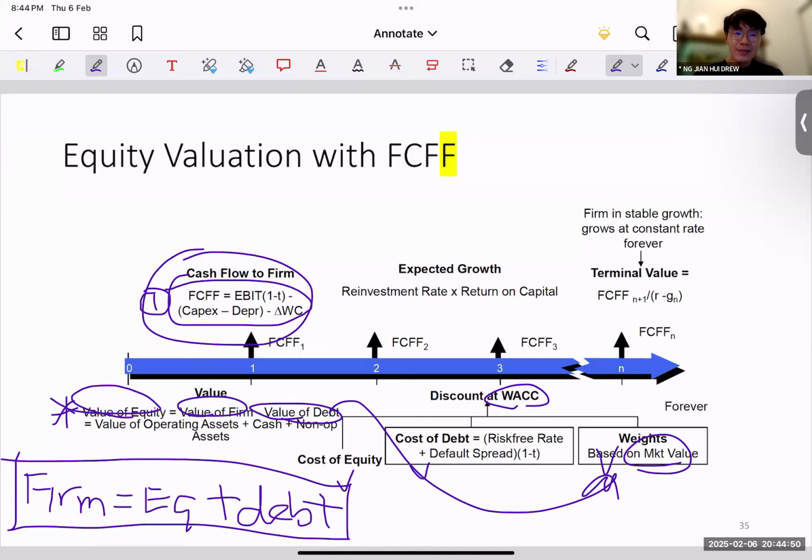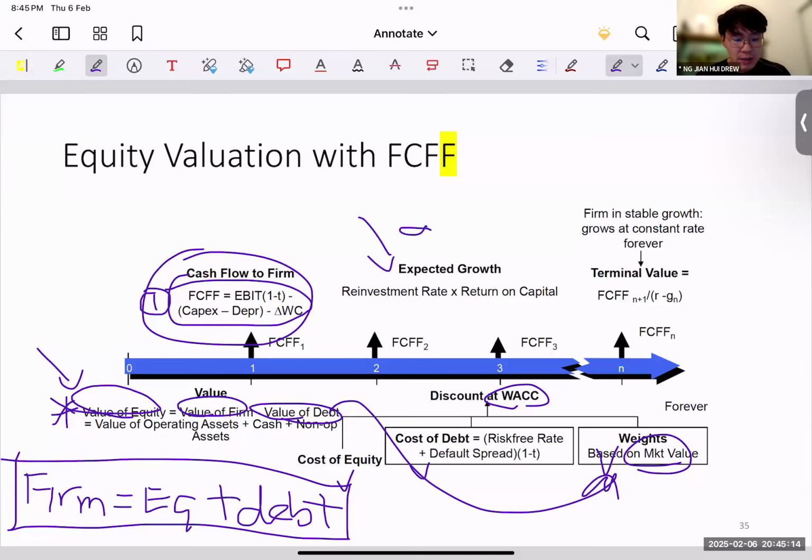So just put this equation in the back of your mind, because I know it's very intuitive, but sometimes when a question poses this to you, you will not think about, oh, since I already determined the value of the firm, I just need to know the value of the debt, I minus it off, I get the value of equity. So sometimes you're like, oh, how do I determine the value of equity? Suddenly it's like out of nowhere, right? So just put this equation in the back of your mind.